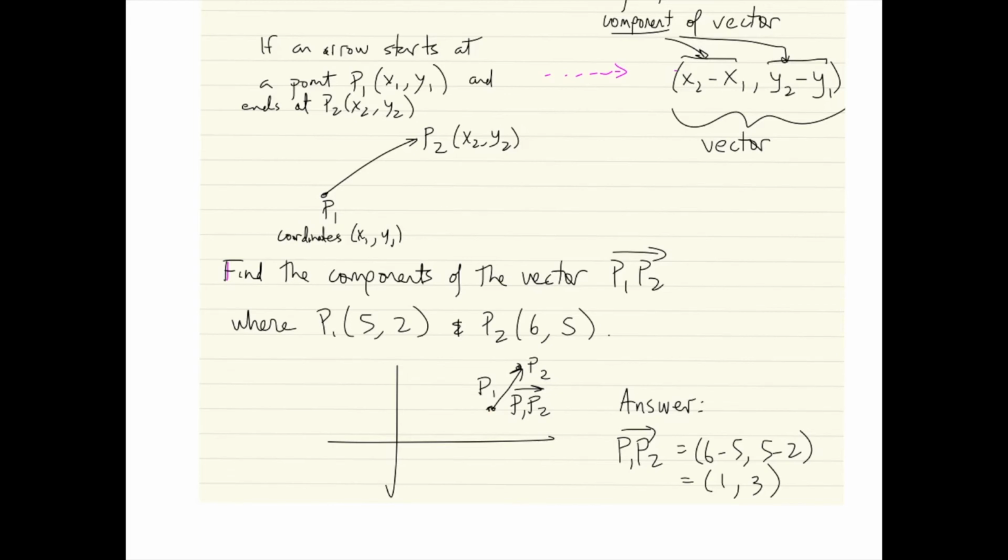And the components of this vector are simply, you take the change in the x coordinates, so 6 minus 5, and then take the difference of the y coordinates, 5 and 2, and you get 1 and 3. So that's the answer for what the components of this vector are.